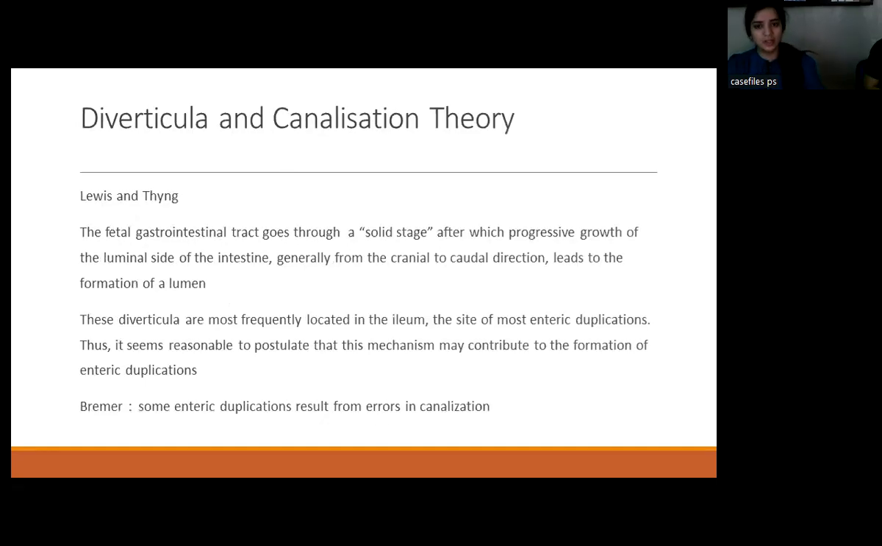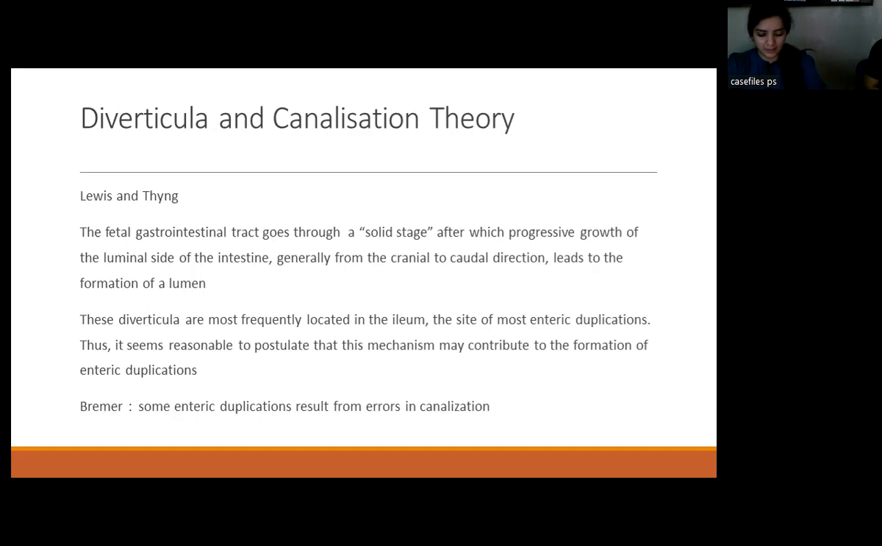Another theory, represented by Lewis, is the diverticular and canalization theory. In this, they studied multiple human embryos in which they saw multiple diverticula present in the intestine, all around the circumference of the bowel. There were also some diverticula along with the duplication. So they thought these diverticula were also responsible for the duplications.